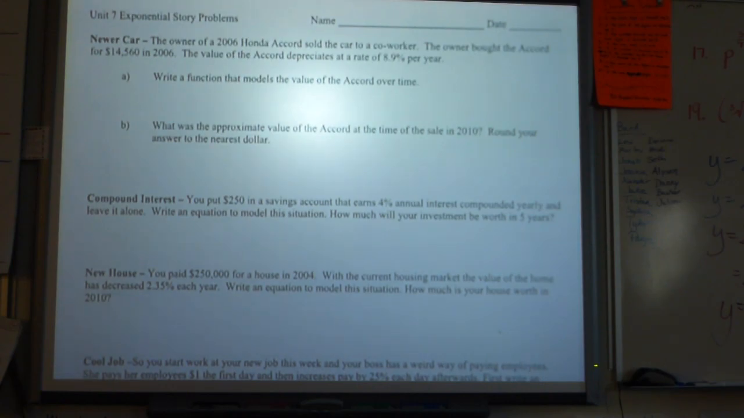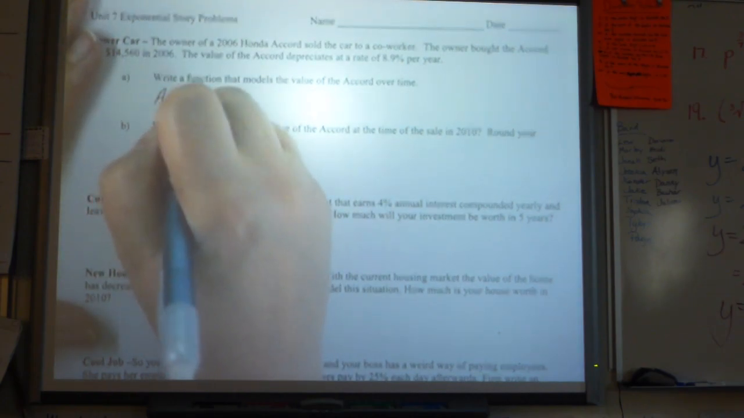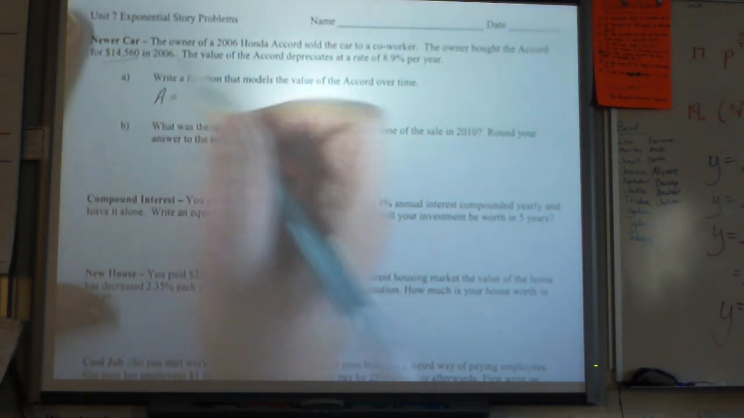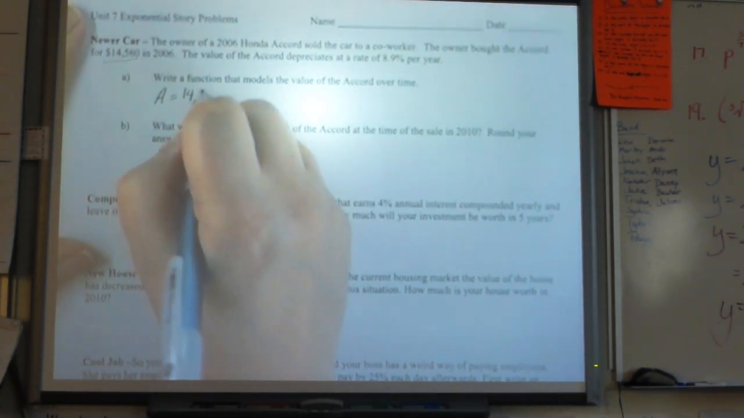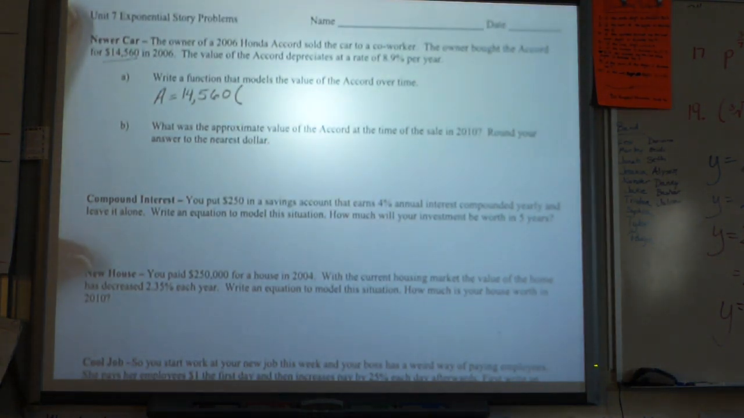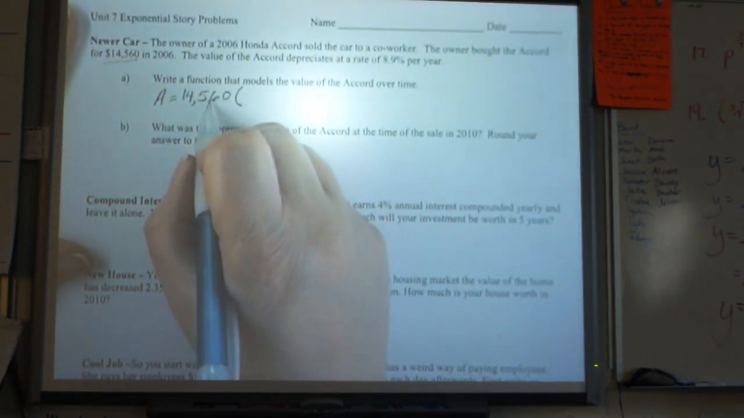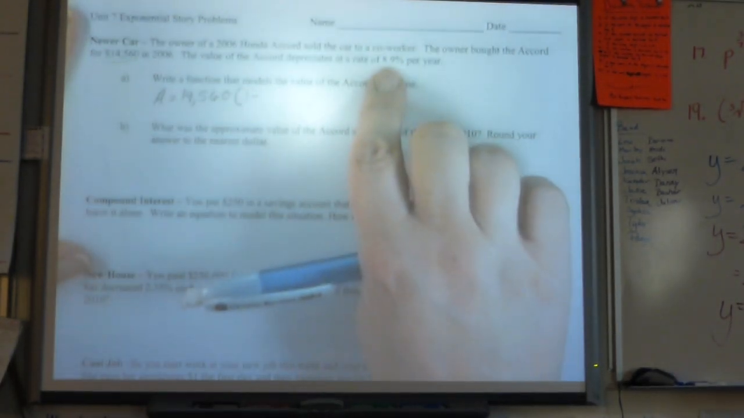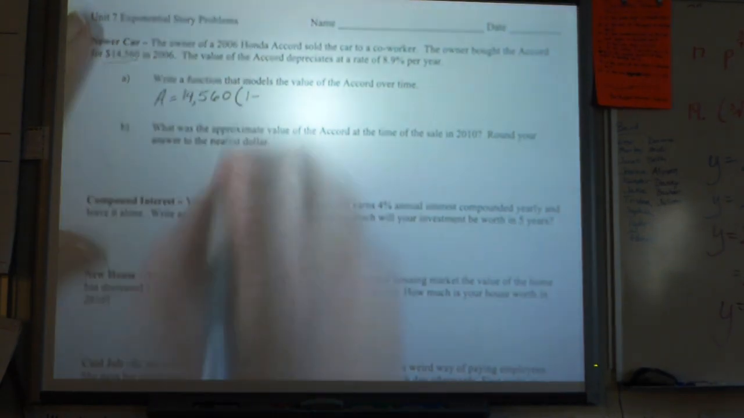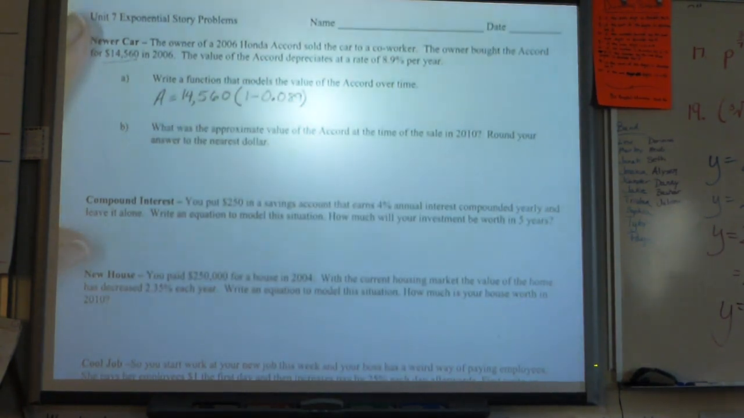So do we have appreciation or depreciation here? So we have exponential what? Decay. Good. Okay, so the amount of money is going to be equal to the initial purchase price, $14,560, multiplied by the growth or decay rate to the time elapsed power. So we have 1 minus, here's our decay rate, 8.9%, so 1 minus 0.089, to the t power.